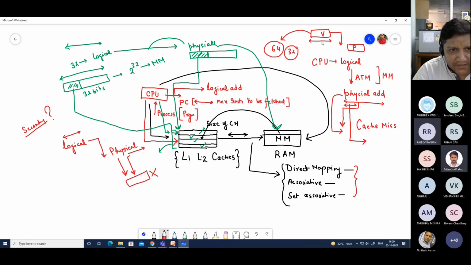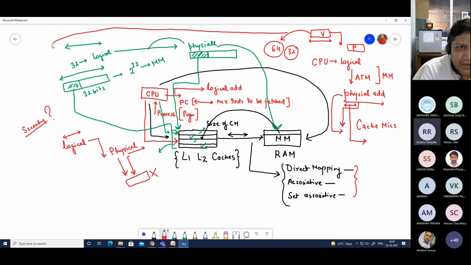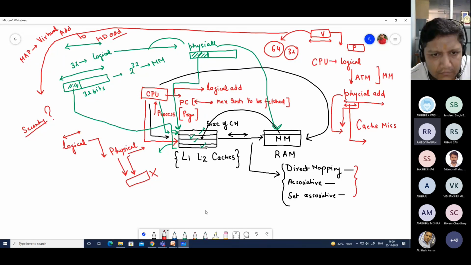So virtual address is nowhere. We require another thing also, where we can have a mapping between virtual address to hard disk address. Got the point, Vijendra? Yes, sir.